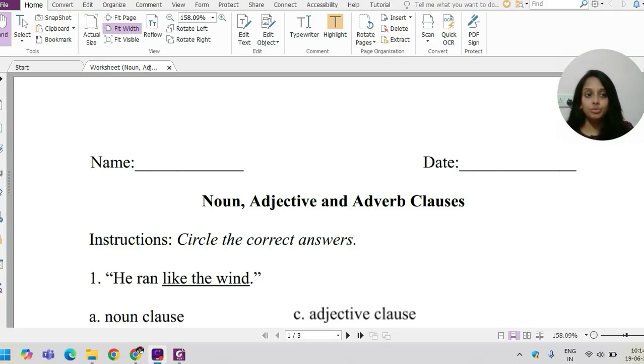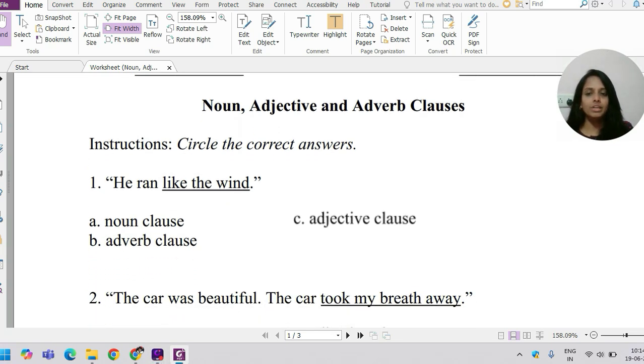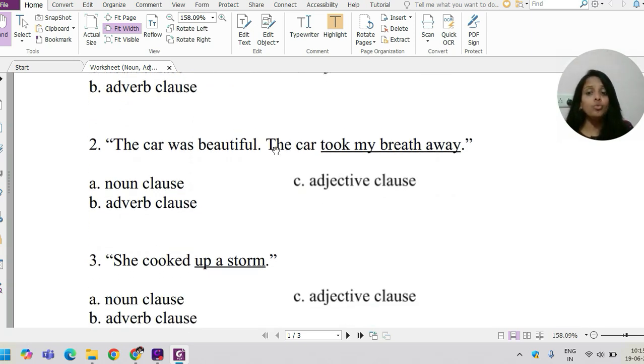Now it's time for us to practice. So here are the sentences given, and the words or the group of words are underlined over here. Now your job is to identify whether it's a noun clause, adverb clause, or an adjective clause. I will also read it for you. He ran like the wind. Which one is that? The car was beautiful.